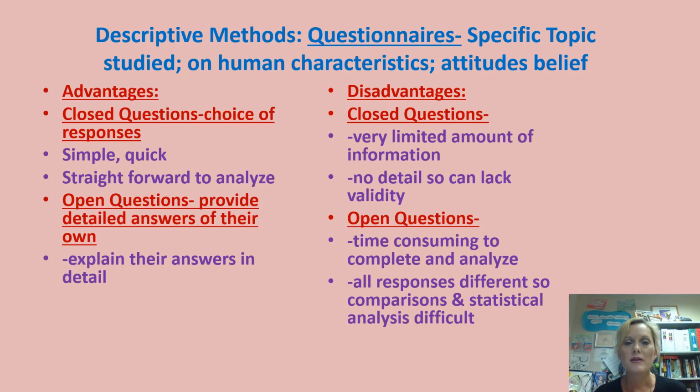For questionnaires, this one is a specific topic that's studied on human characteristics, attitudes, and beliefs. Closed questions have a choice of responses, and open-ended are more the detailed answers. So if you're going to use a questionnaire that has a yes or no answer, for instance, that would be closed. That's simple and quick and straightforward. However, those closed questions may be very limited in the amount of information, and they don't have a lot of detail, like yes or no but no why, so they might lack some validity.